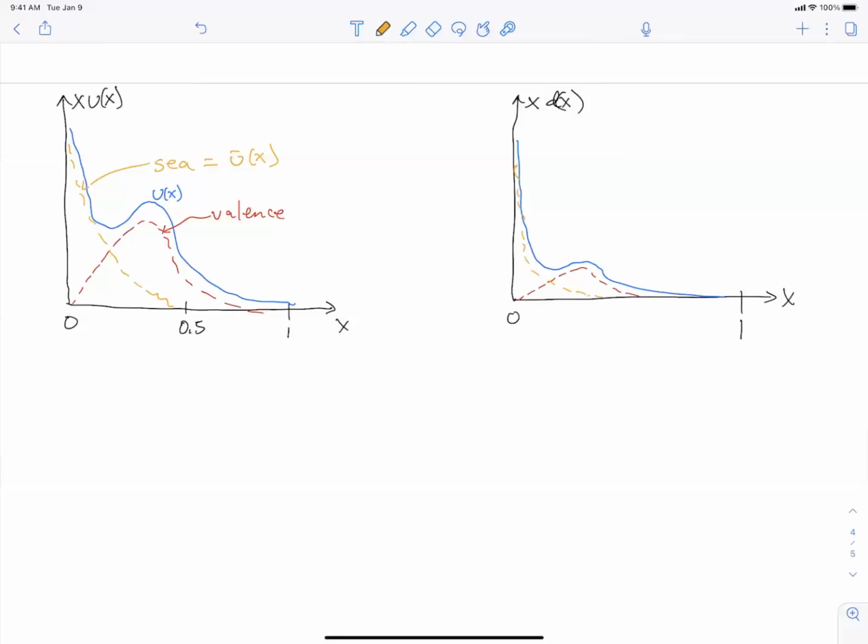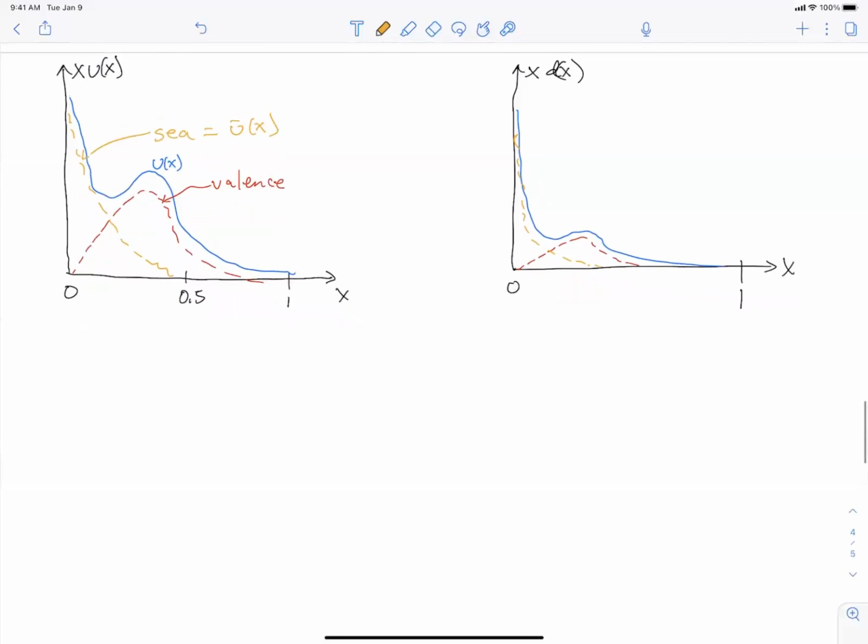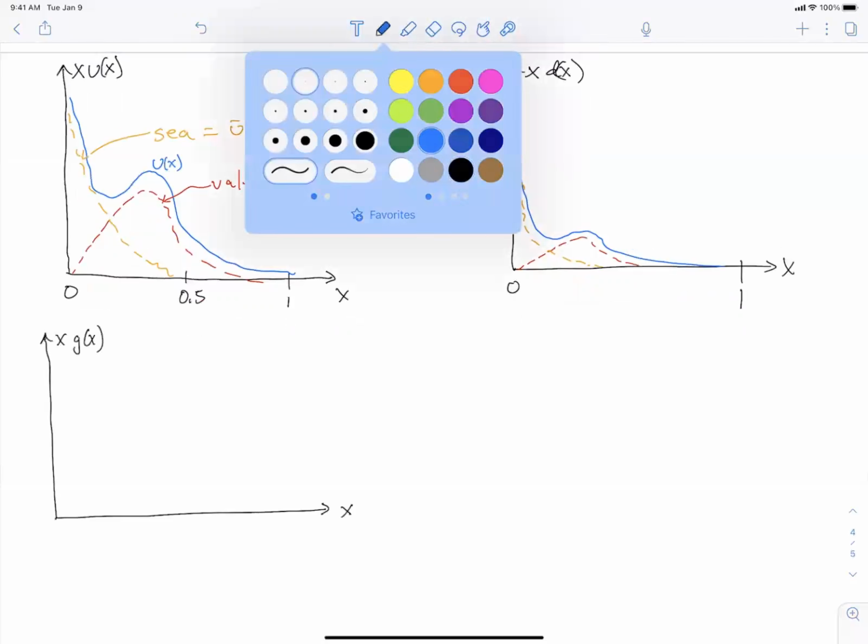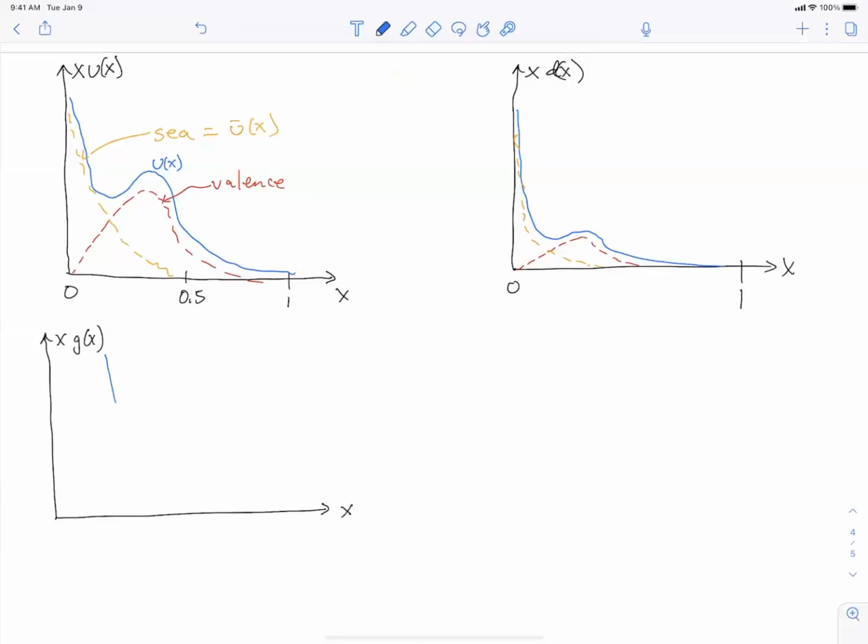Okay, and then you can do this for the gluon, as a function of X. This is going to be X times the gluon PDF. These are all for some fixed value of Q because I'm just sketching anyway. And so for the gluon, it looks something like this. It's just very large at small momentum fraction, and then it goes to 0 at large momentum fraction. So I should have probably put 1 here and 0.5.